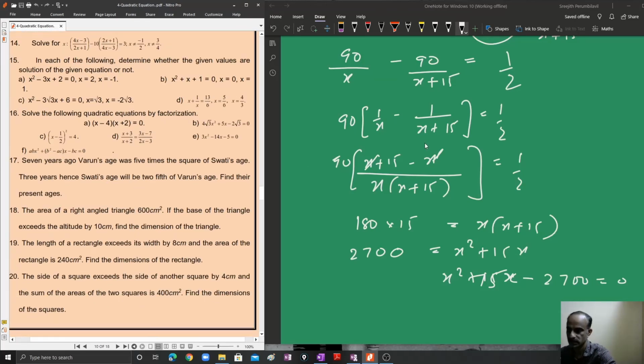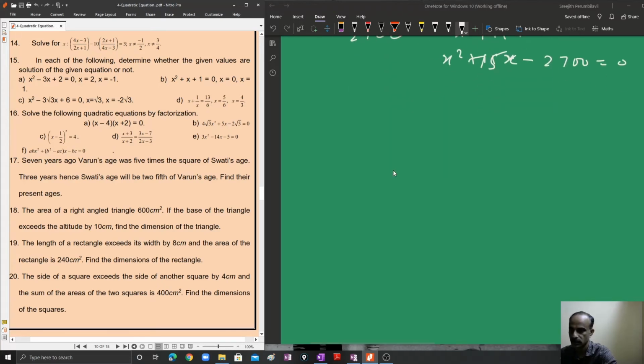Yeah, this question number 17 sounds to be a really good question. Question number 17: 7 years ago, Varun's age was 5 times the square of Swadi's age. 3 years hence, Swadi's age will be 2/5 of Varun's age. Find their present ages. So how shall we start the question? 7 years ago, Varun's age was 5 times the square of Swadi's age.